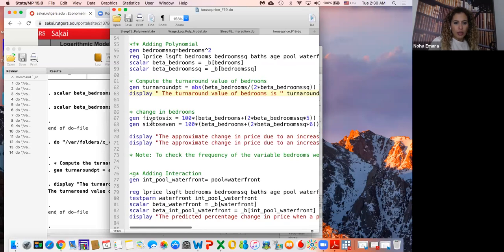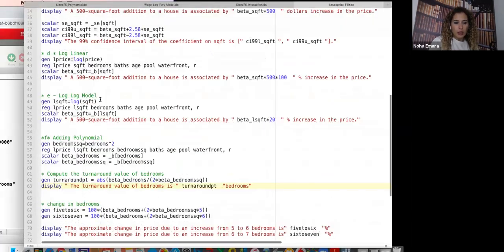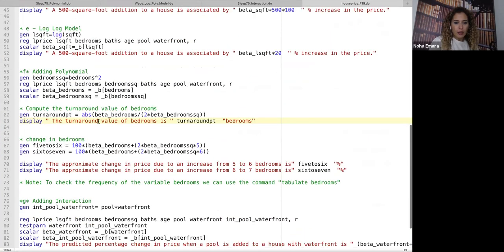And now you can do it again from 6 to 7. You can nicely display your results by saying, I generated a variable called 5 to 6, which is simply the approximate change based on the equation I gave you for the example of wage and experience on the iPad. All you need to do is take this 5 to 6 number, write it into your display command, and add the percentage symbol. And you can repeat the same for the other one.